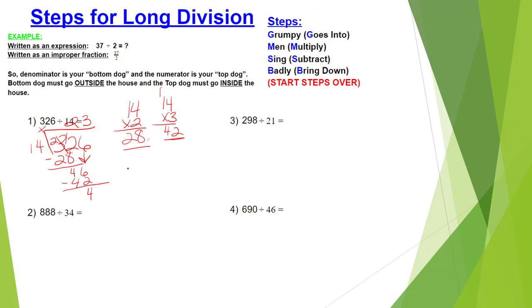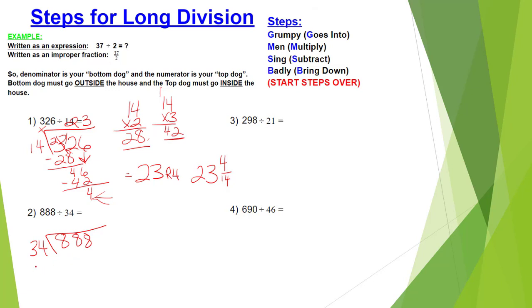So our answer is either 23 with a remainder of 4, or we could say 23 wholes and 4 left over, so that would be 4/14. Okay, number 2, we have 888 inside the house and 34 outside the house.